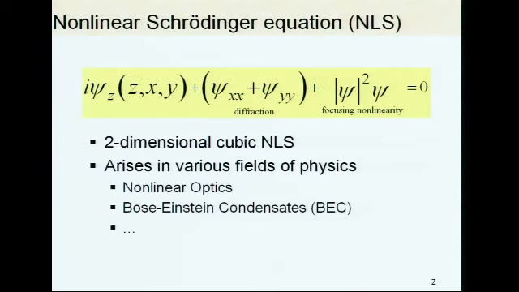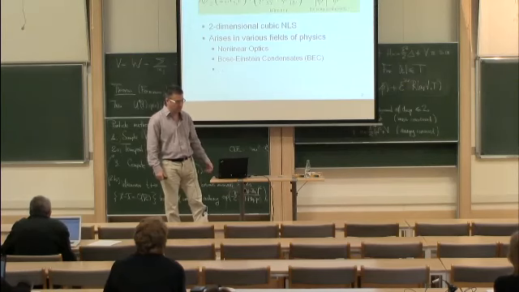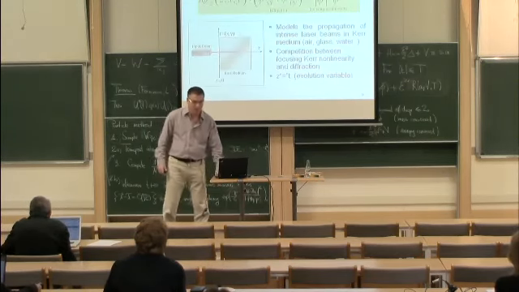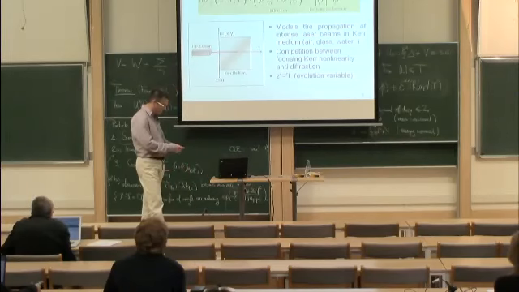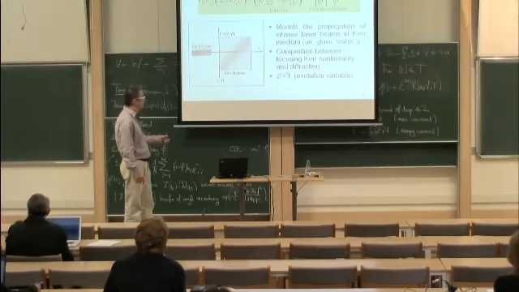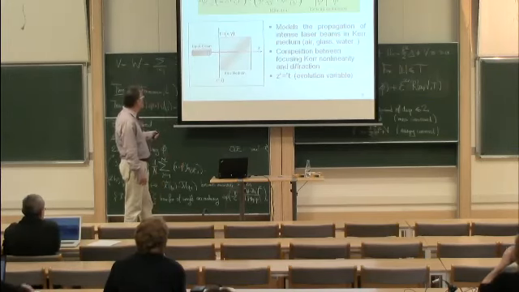Okay, good. So the setup is the 2D cubic NLS. It's a very common model in physics, arising in nonlinear optics, in BEC, and other fields. And my main interest comes from nonlinear optics. In that case, you have a laser beam. It propagates in the z direction in some homogeneous medium, air, glass, water, silica, whatever. And so this is the direction of propagation.